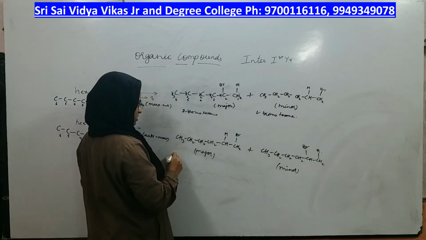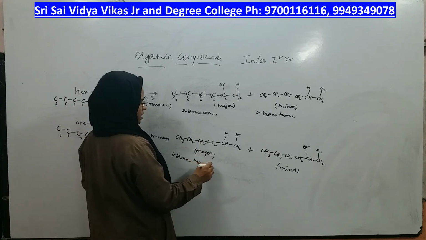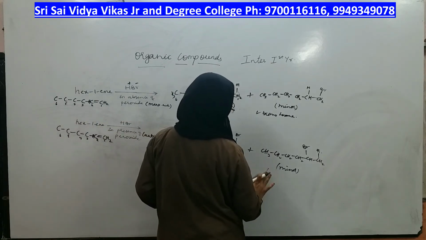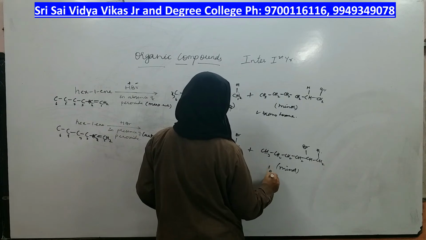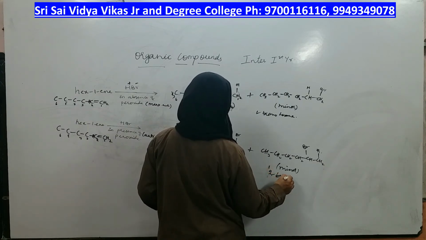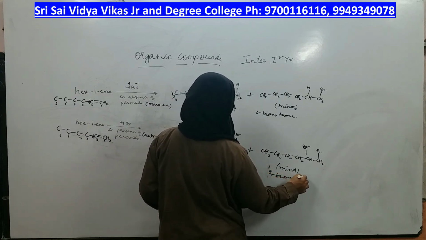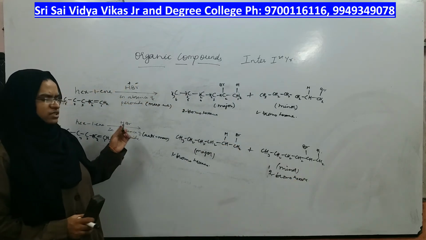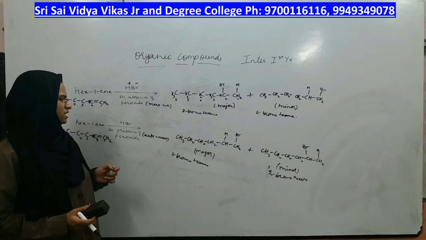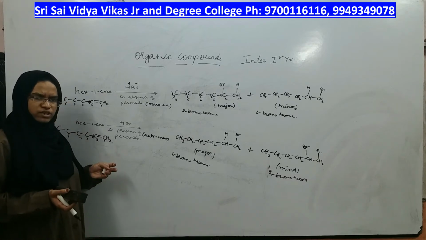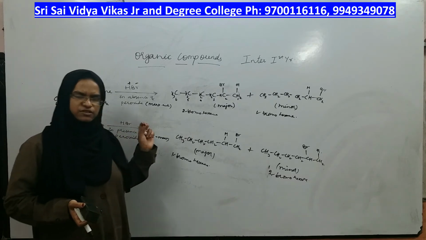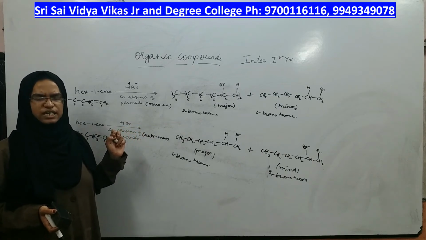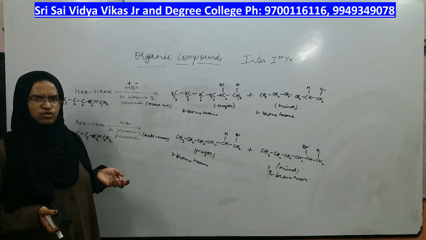Same way, this is 1-bromohexane as a major one and 2-bromohexane as the minor one, right? So now we have seen how different reagent reacts. Let us now move towards alkenes. We have seen all the things about alkenes, right? Now we will move on to alkynes.